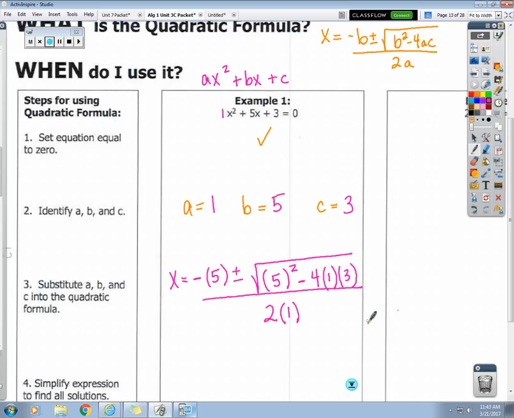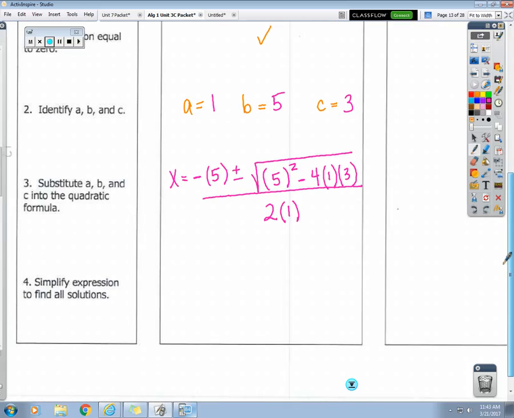Okay, so see how all I've done so far is rewritten the quadratic formula, but every place I saw a B, there's now a 5. Every time I saw an A, there's now a 1, and the C is replaced with a 3. That's all I've done so far, is plugged in the numbers where they go. Now I have to simplify it.